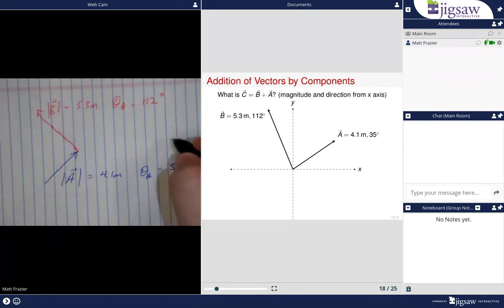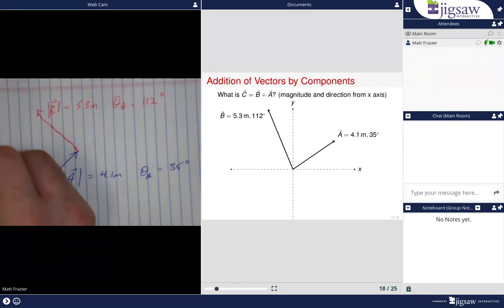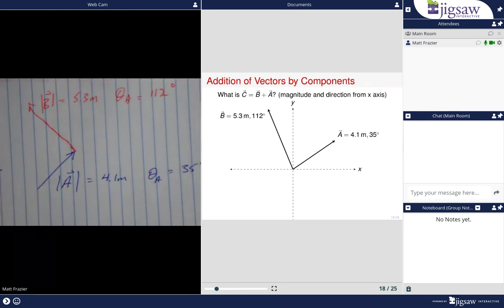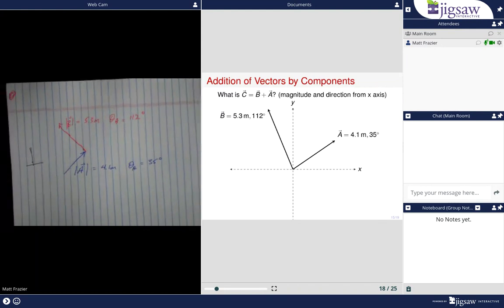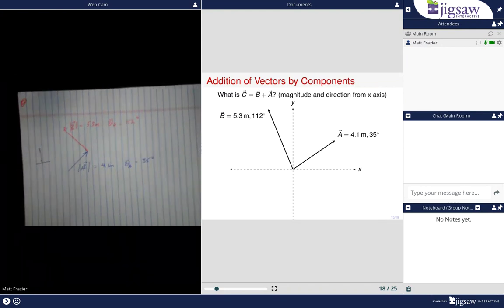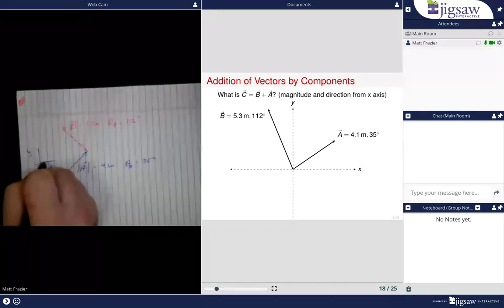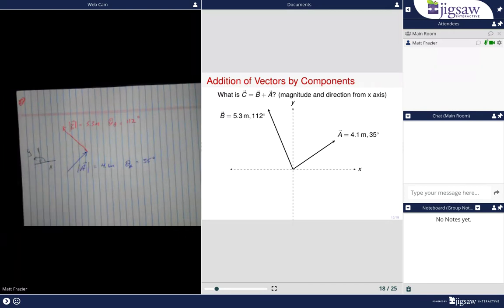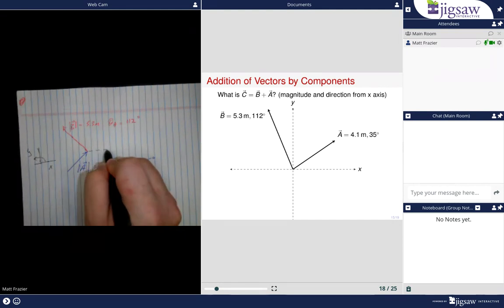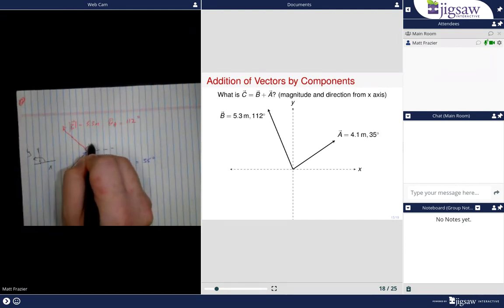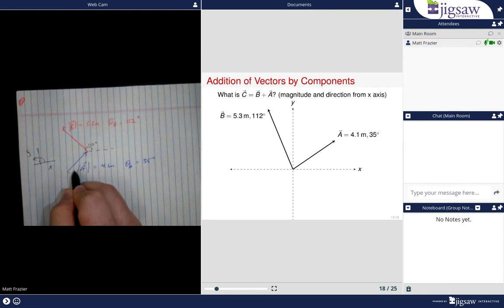I'm trying to do it off to the side here. I realize I need to zoom out a bit. There we go. All right. So we have an x-axis and a y-axis, and we measure from the positive x-axis counterclockwise. So if we put in axes here, this is 112 degrees, and this is 35 degrees.